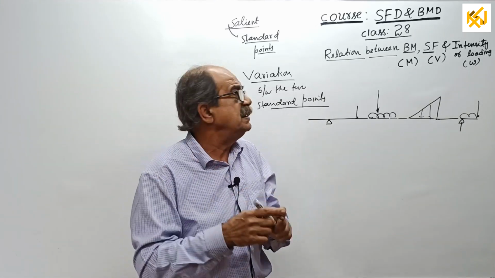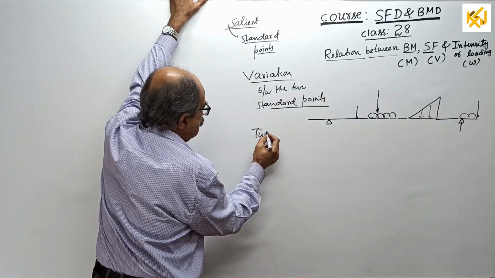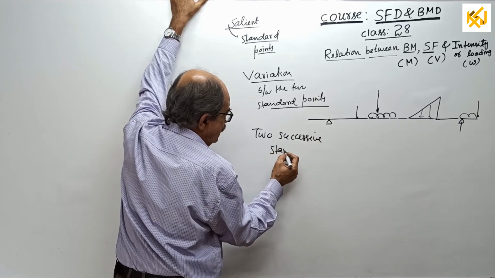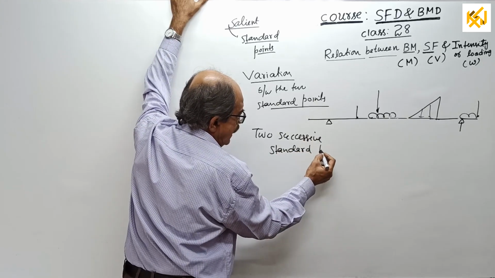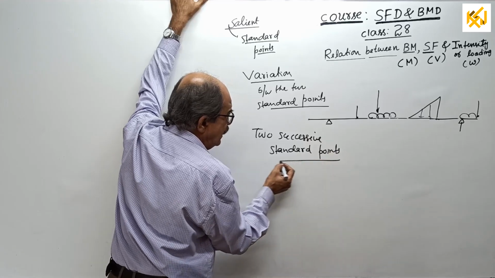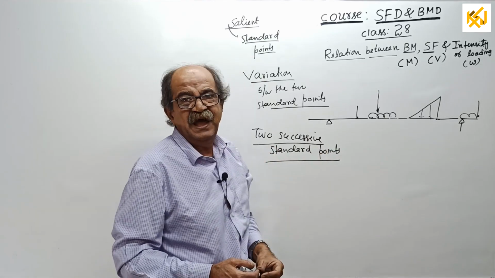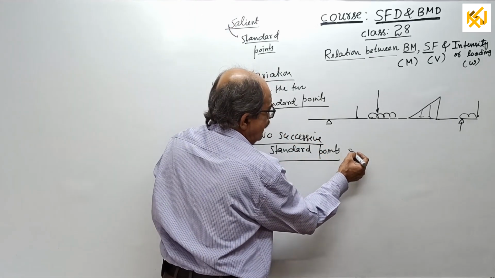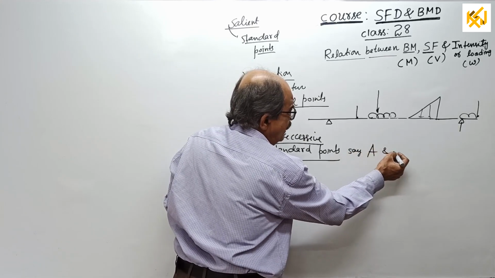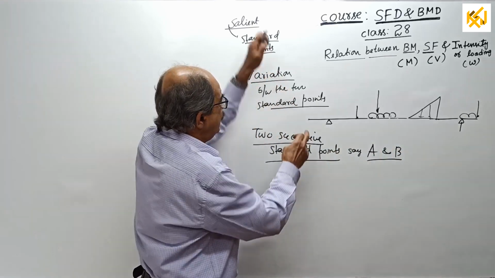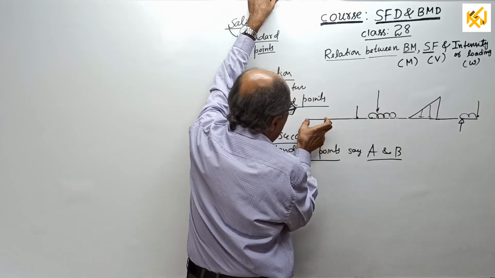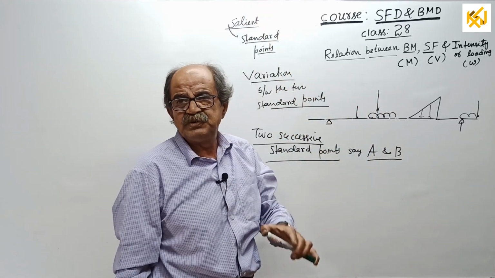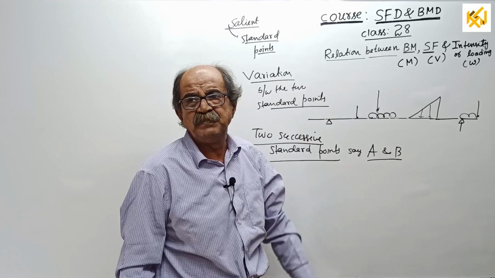Now, when you join between two points, there are so many cases. I will consider two successive standard points. I will make it very, very clear. Go through everything from the beginning, as I always tell. Two successive standard points need some names; I will stick to A and B, any name. A, B, C, D, E, F, G, H means either these two or these two, not these two, because I already told you two successive standard points, A and B.